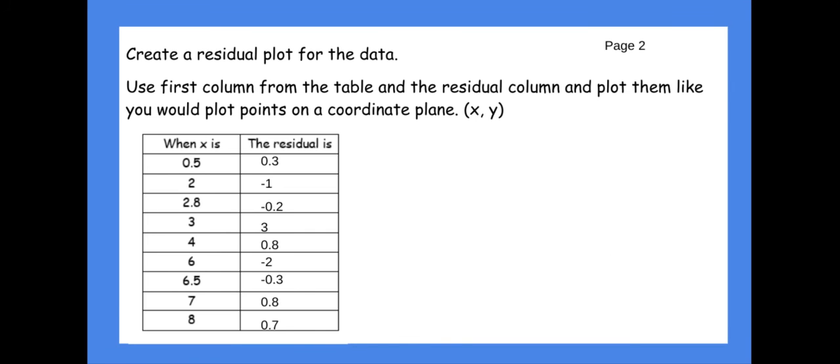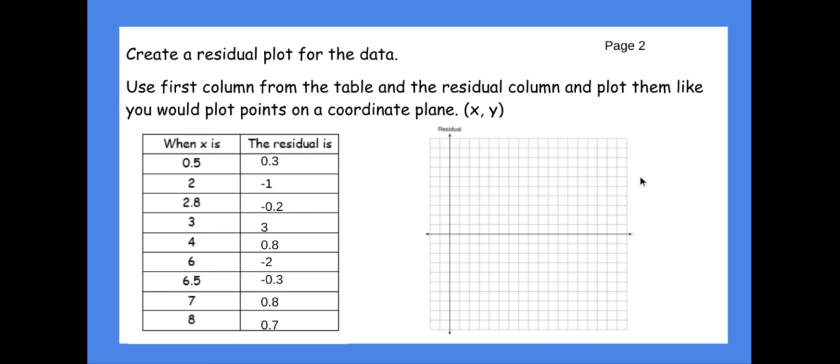All right. So what are we going to do to create a residual plot? First of all, we only use the first column from a table. Sometimes you'll have 3, including the y value, so you would definitely ignore the y. What we do is we only graph the x and then the residual. It's sort of like an xy axis, but we call it the x-residual axis. So like you'll see here, here's the x-axis, here's the residual.